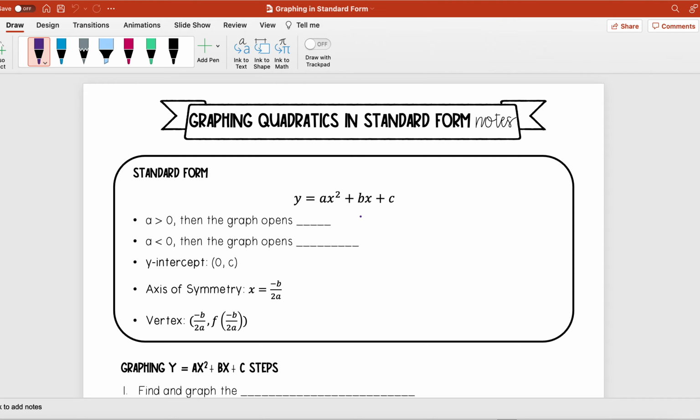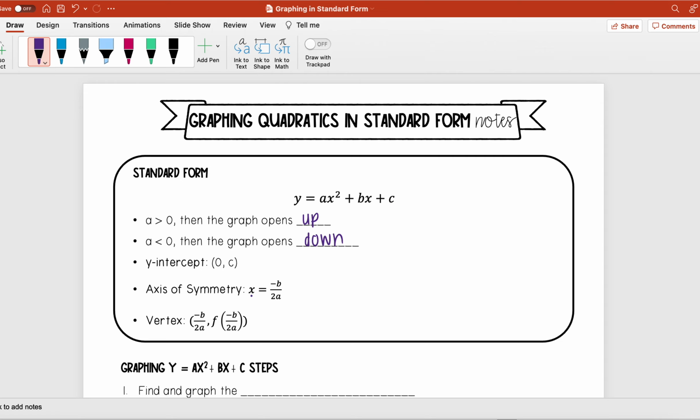And just a few reminders for what all that means is that when a is greater than 0, so that number in front of x squared, then we know that our graph is going to open up. If it's less than 0, or if it's negative, then the graph opens down. Another thing that we can immediately tell from our standard form is that our y-intercept is at (0, c).